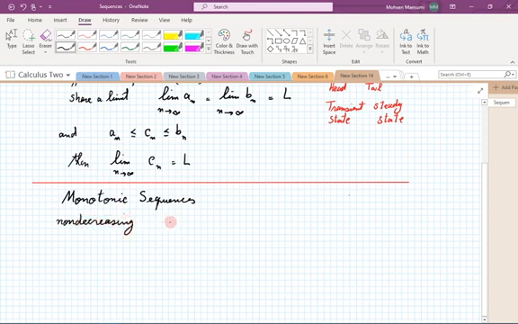This one simply means as you start at the first element of the sequence, the next one is not less than this. It's either the same or bigger, and the next one is same or bigger than the previous one, and so on.